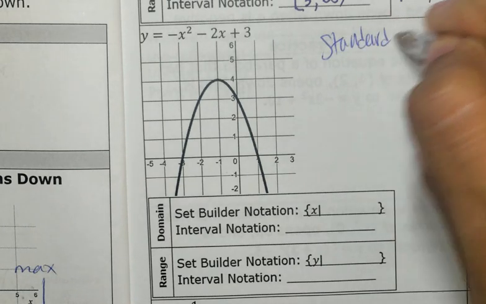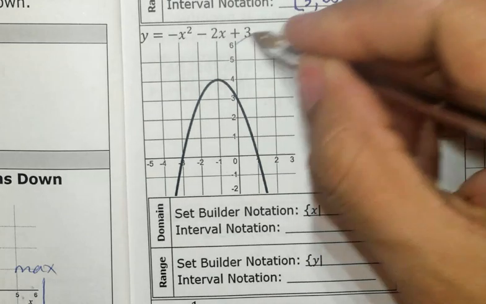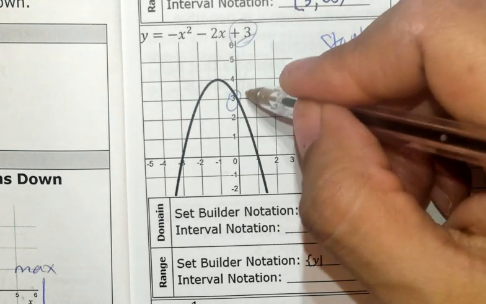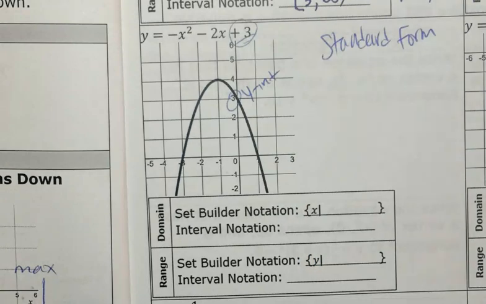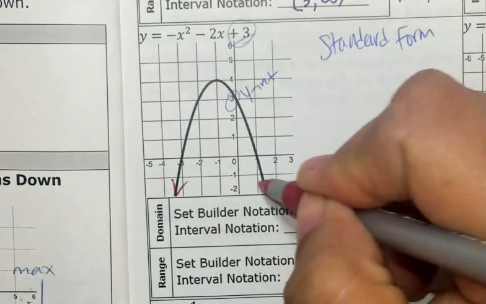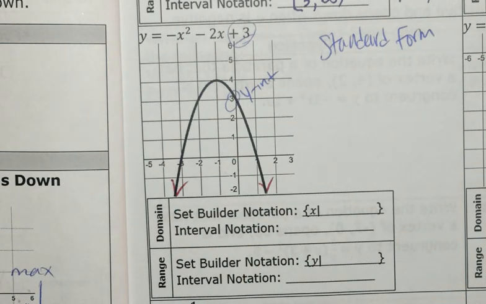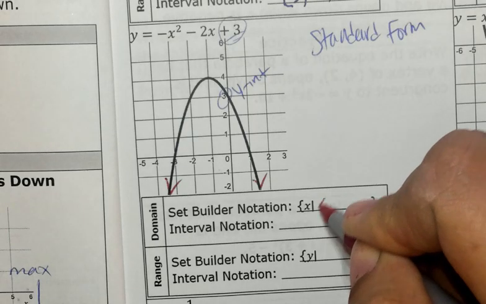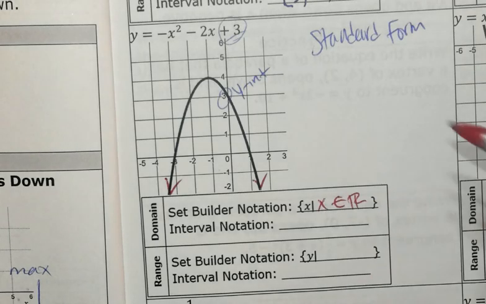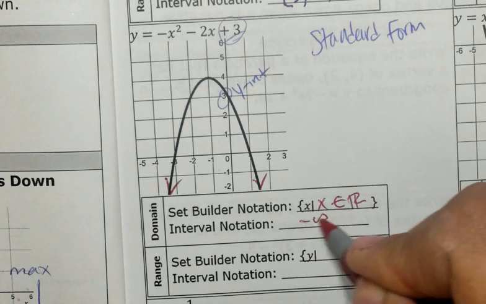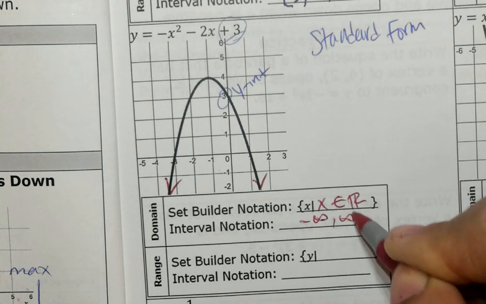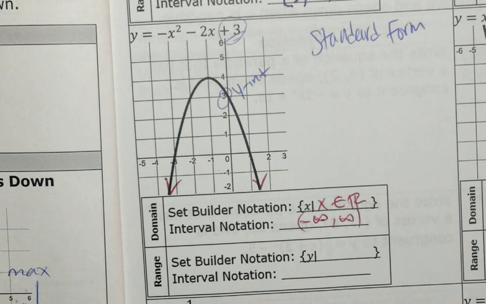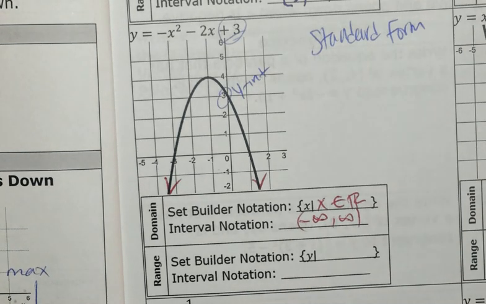And standard form is just simply giving you the y-intercept of 3. But it's not really helping you with domain and range. So in this case, we'll just go based on the graph. This graph is opening down. So left and right is going left forever, right forever. So we're still going to do x such that x is an element of all real numbers. And the interval notation is still negative infinity to positive infinity. It's the range that is different every time.